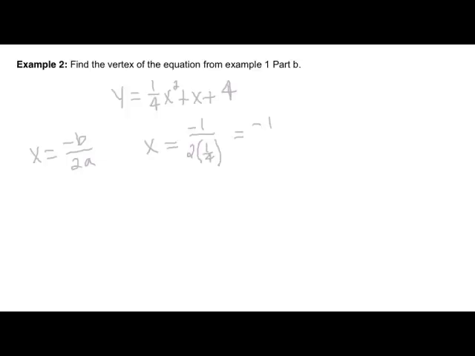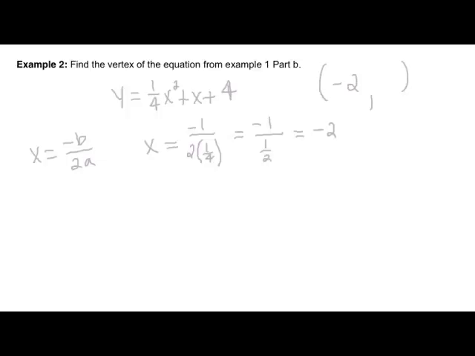We multiply that out, we get negative 1 over 1/2. Dividing by a fraction is the same as multiplying by the reciprocal. So this is negative 1 times 2, which is negative 2. So the x coordinate in our vertex is negative 2.